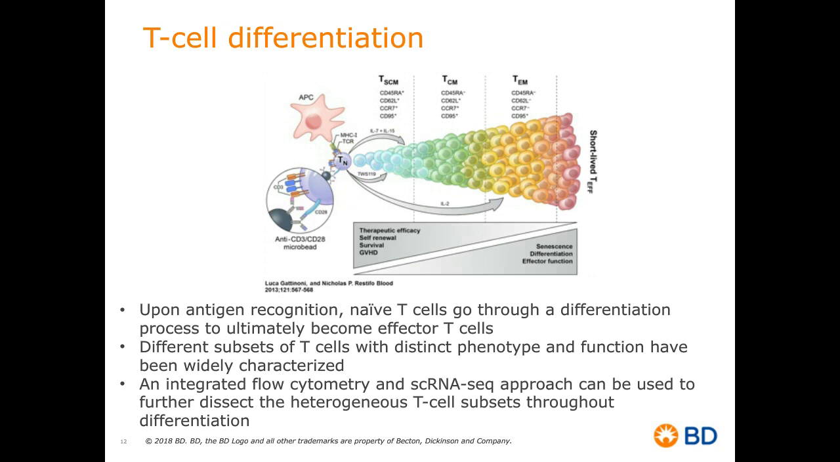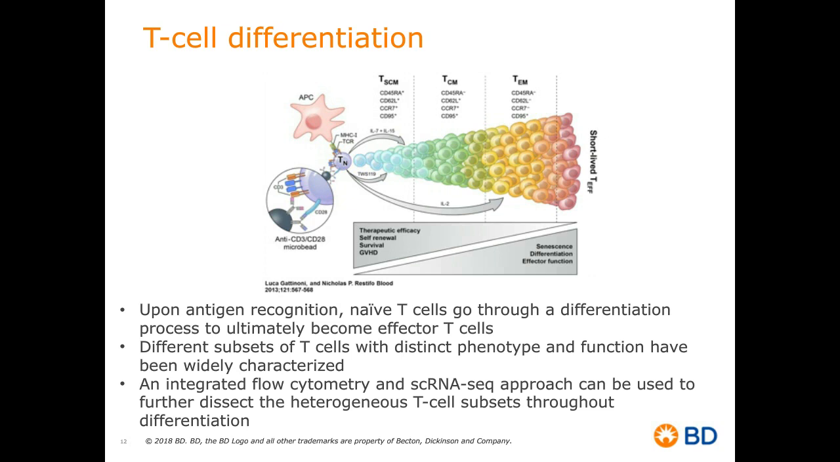However, it is very reasonable that even within a compartment, for example, the central memory, that is defined by these immunophenotypic profiles, heterogeneity can exist at, for example, the gene expression level. And that's why we're going to use as a model to showcase how integration of flow cytometry and single-cell RNA-Seq can help the scientists to better define and refine the characterization of T cells at different stages of differentiation.